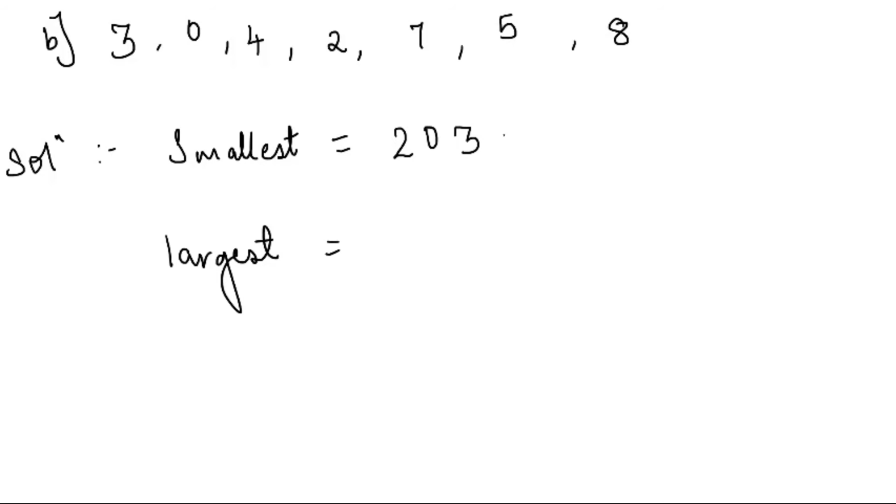So it becomes 20,34,578. Sorry, 20,34,578. Now in the largest: 8, 7, 5, 4, 3, 2, 0. Okay, so it becomes 87,54,320. This will be your biggest and the smallest and the largest number.